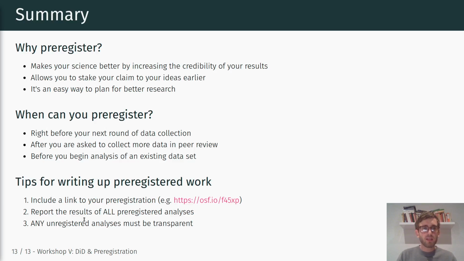And then thirdly, any unregistered analysis, it's fine to run additional analysis. It's absolutely fine to look at additional subgroup comparisons or try a different specification of your model and so on. But the key point here is that this must be clearly communicated. Any unregistered analysis must be transparent. It must be obvious and clear to the reader which part was pre-registered and which part ultimately was part of this more exploratory analysis.